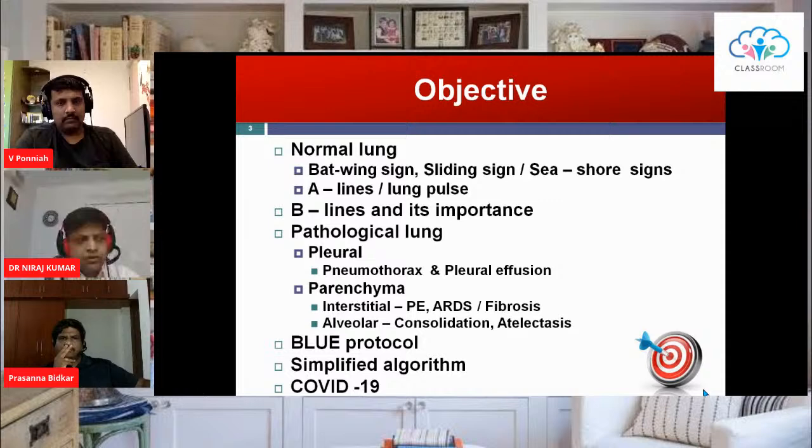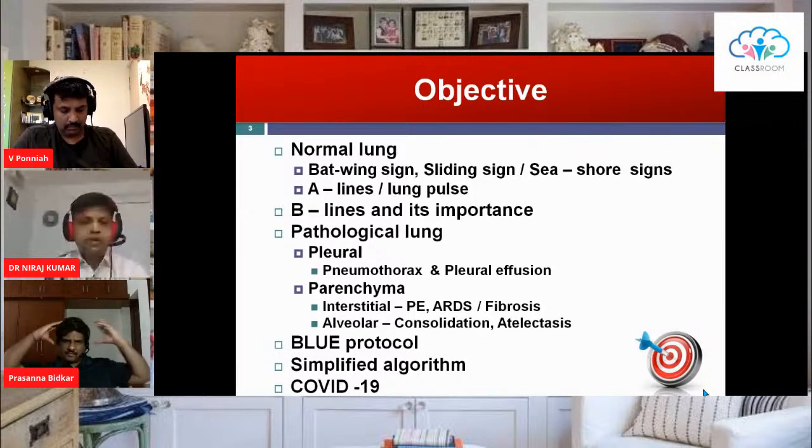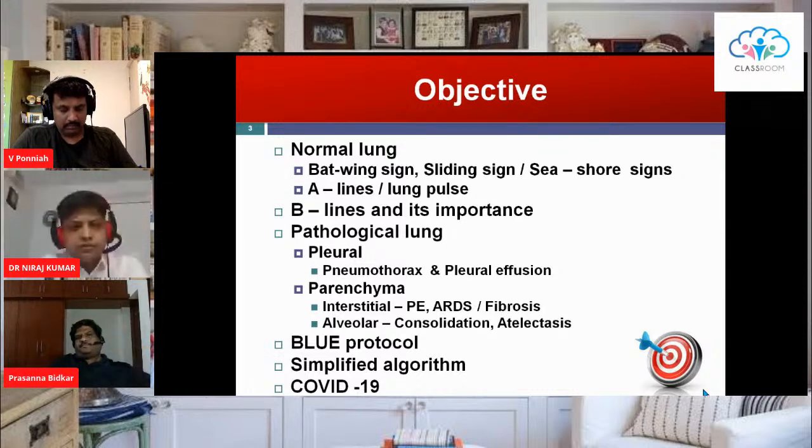Recognition of the normal lung in the ultrasound is very, very important. Then only you will be able to know this is not normal, and some pathology is there. Then we will find out what kind of pathology it is. So recognition of the normal lung is very, very important.